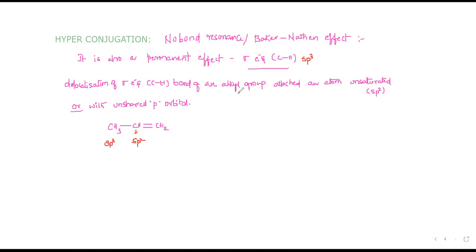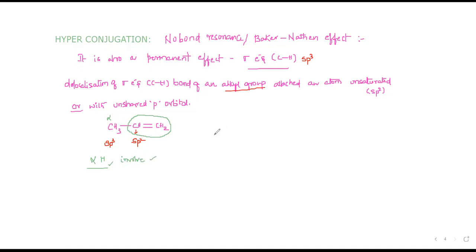That is an sp3 hybridized alkyl group attached to any unsaturated system. Yes, this is attached to unsaturated. Leaving the double bond sp2 carbons, the next carbon is considered as the alpha carbon. Alpha carbon, right? And the alpha carbon contains hydrogens. Alpha hydrogens will try to involve in hyperconjugation. Let me go with the detailed representation of this one.